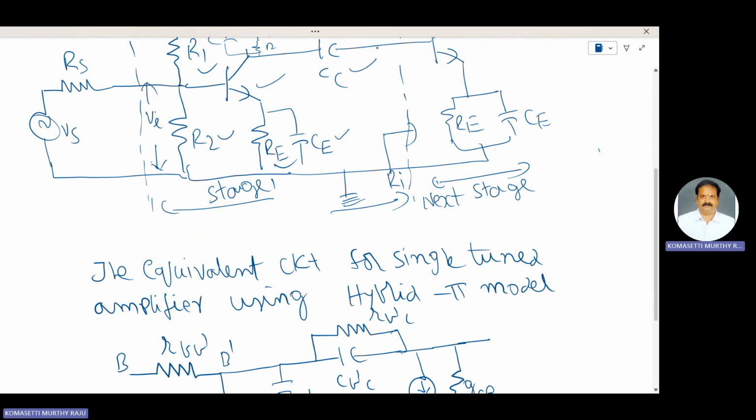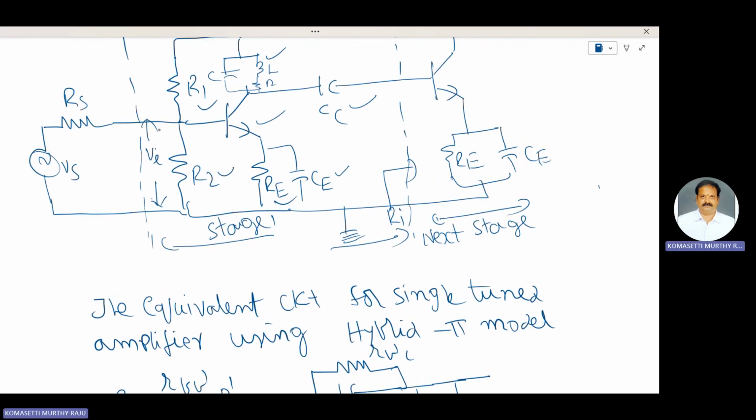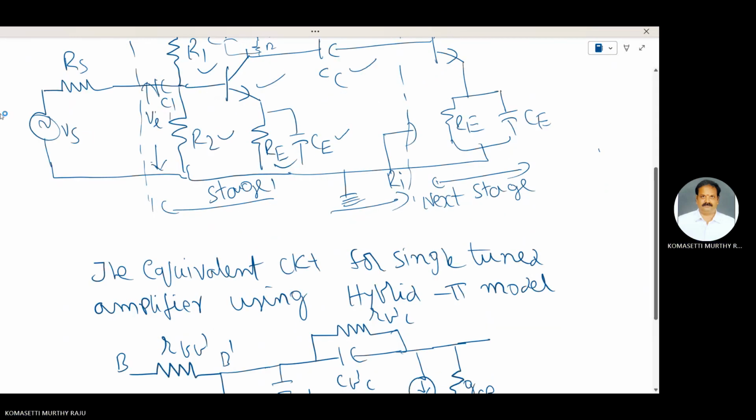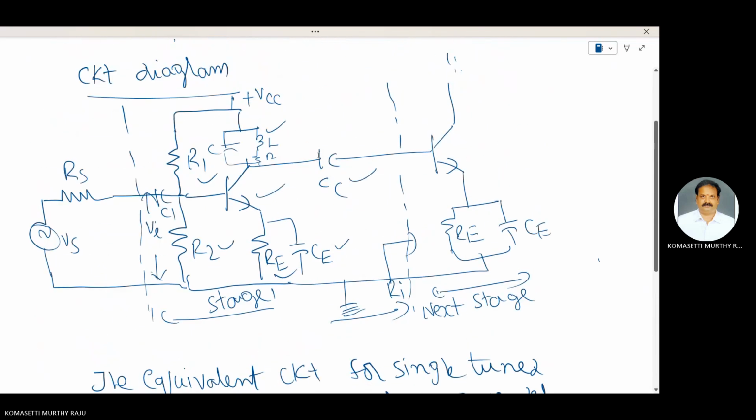Here VA is there. Generally, we use one capacitor here, C1. This is the coupling capacitor at the input stage. For AC analysis, this capacitor is replaced by a short circuit. Here, VS and RS are connected. At the base terminal, VA is there. For AC analysis, set DC equal to 0. That means VCC is equal to 0.